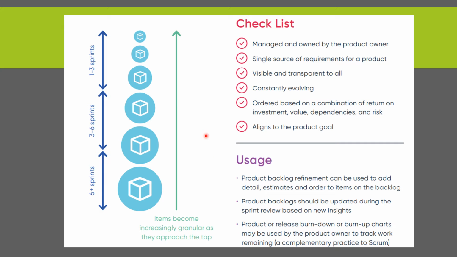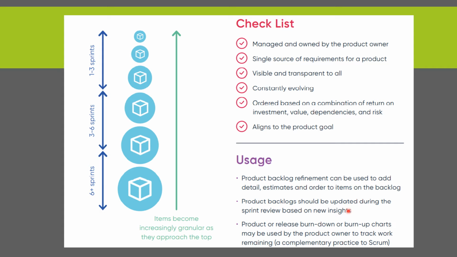If you look at this picture, items become increasingly granular as they approach the top. So immediate sprints will have more detailed information, and the future sprints might have less information and fewer details. The product backlog refinement can be used to add details, estimates, and order to items on the backlog. This refinement exercise is something you have to do before the sprint planning meeting.